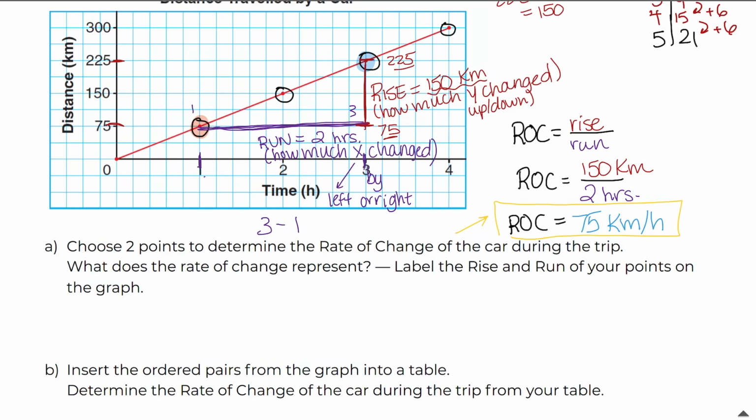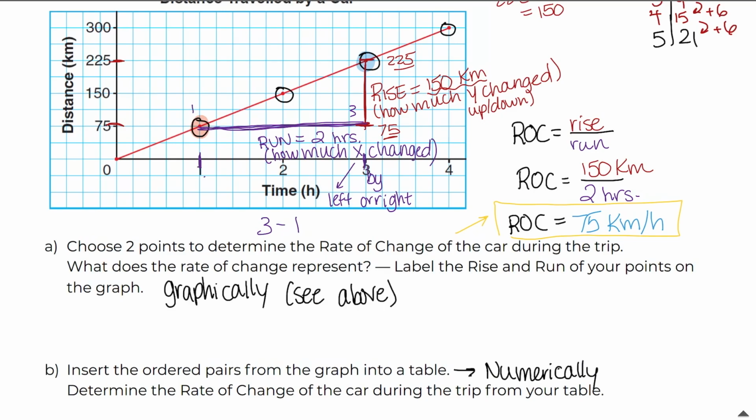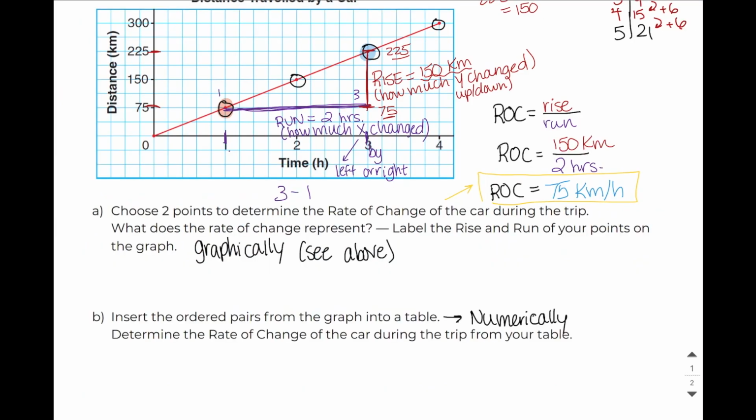All right, so now this time we're going to do this numerically. So we want to insert the ordered pairs from the graph into a table. So let's go ahead and do this. Right here we have two different variables. We have our time, which is our x variable, and we have our distance, which is our y variable. And so we know that at 0, 0, we have the point 0, 0. When the time is 0, the distance is 0.